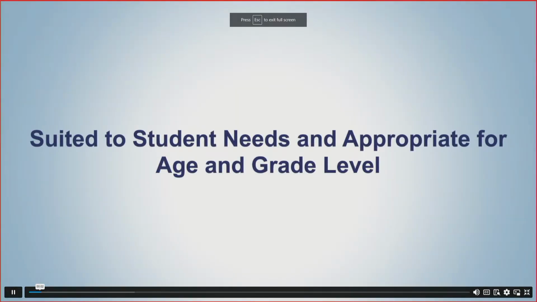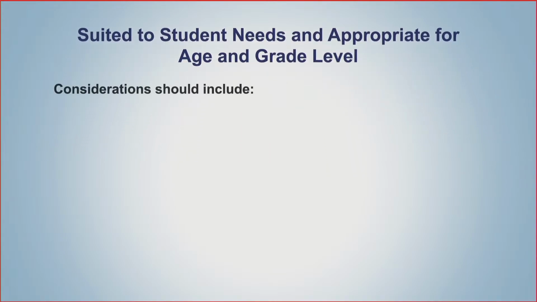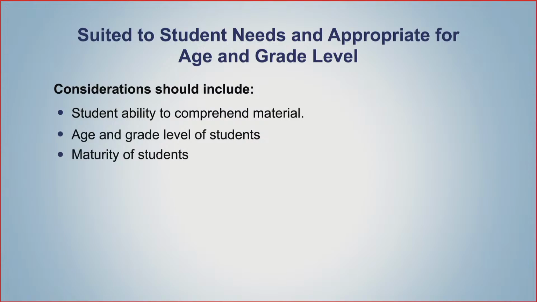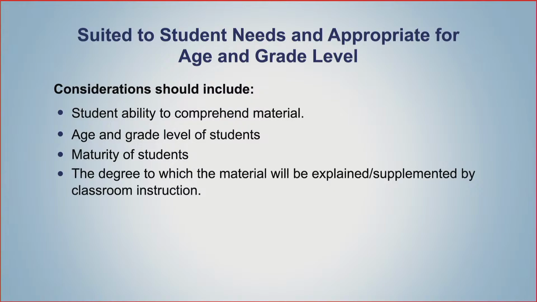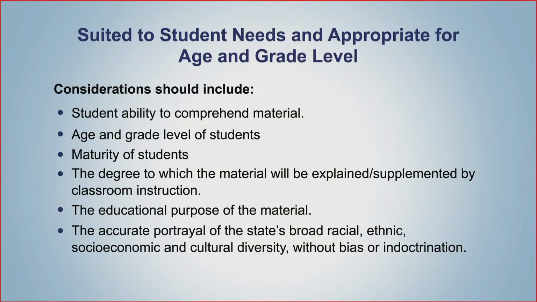The second and third criteria, as listed on the slide titled Criteria for Selection of Library Materials, referred to in Section 1006.40, state that materials must be suited to student needs and their ability to comprehend the material. Media specialists should also consider at a minimum the age, maturity level, and grade level of students with access to the material. Media specialists should consider factors such as the degree to which the material will be supplemented or explained by classroom instruction, the educational purpose of the material, with priority given to materials aligned to state standards, as well as the accurate portrayal of the state's broad racial, ethnic, socioeconomic, and cultural diversity without bias or indoctrination. Media specialists should also consider student interest and the needs of their specific school population when choosing materials.